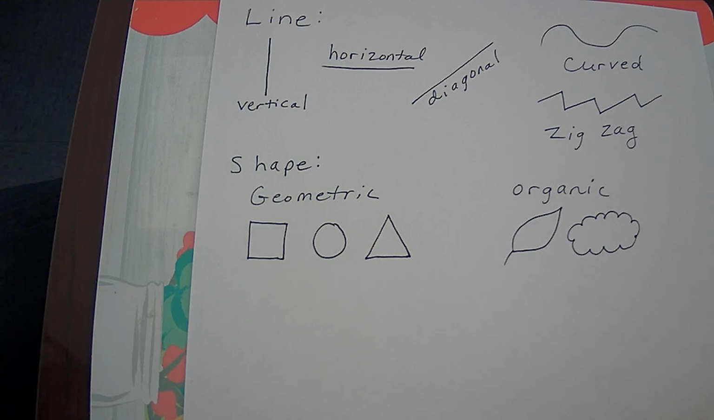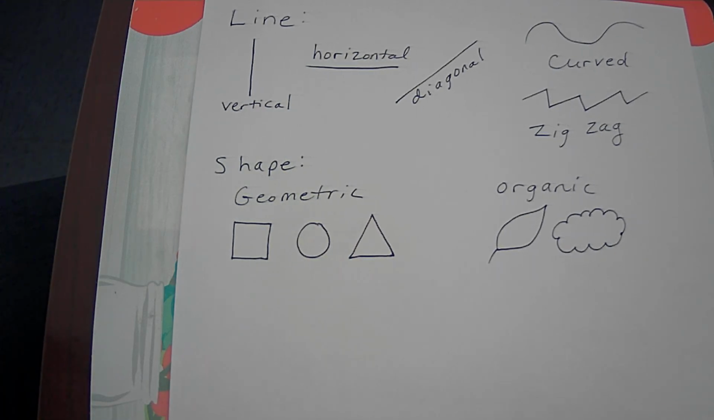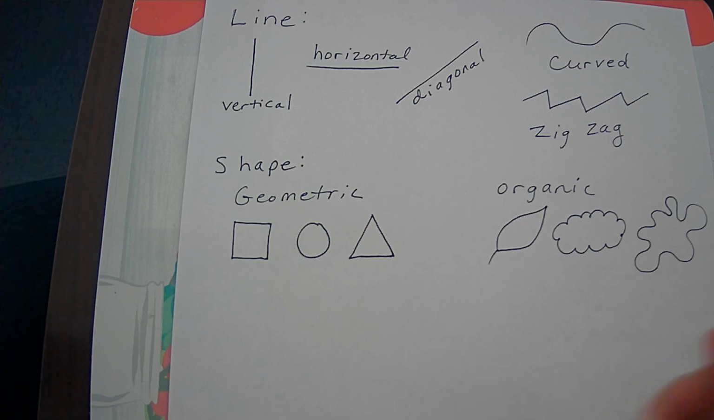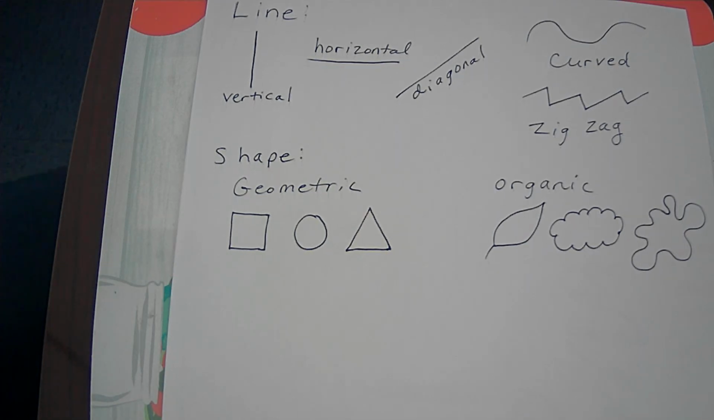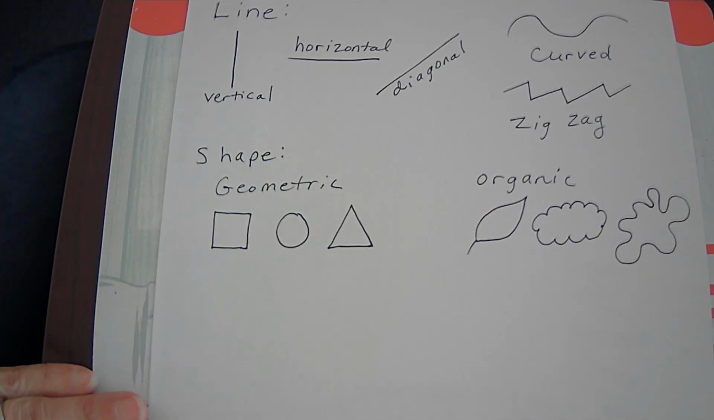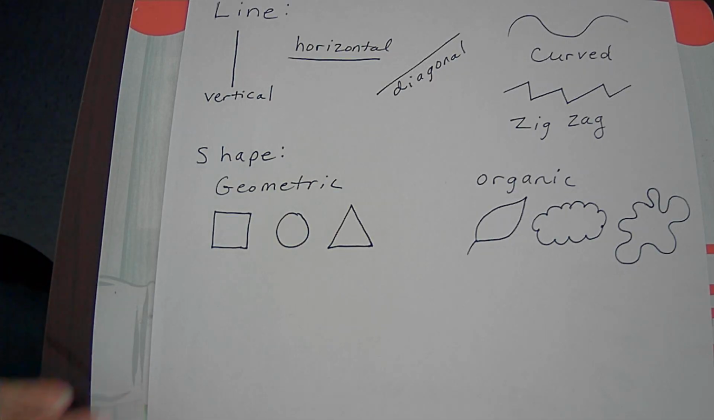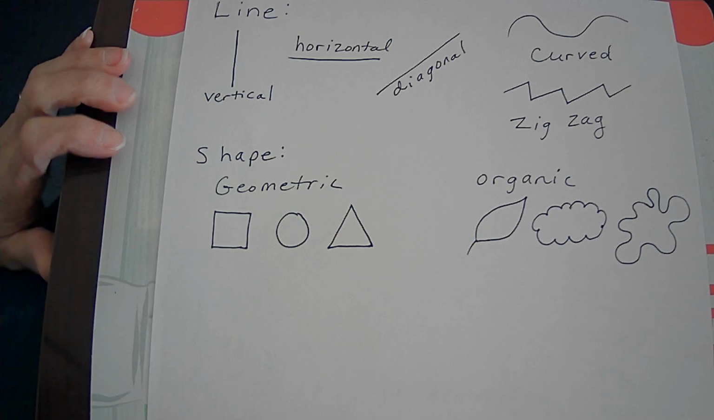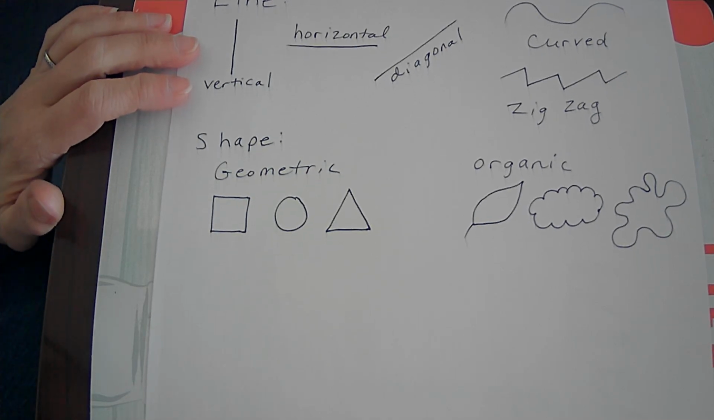And we also have what is referred to as a free-form shape. That can be any curved shape. It doesn't have to represent anything. Is a freeform a separate category? Nope, it is part of the organic family.